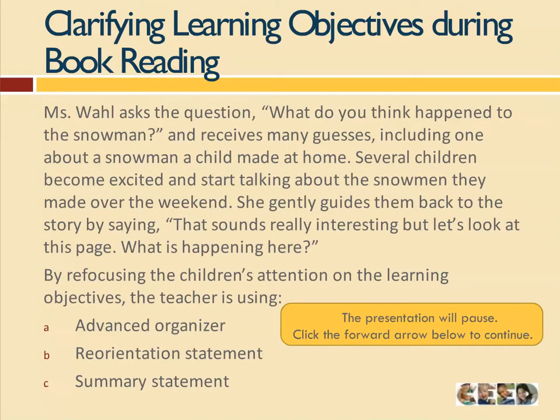Example 1. Ms. Wall asks the question, what do you think happened to this snowman? And she receives many guesses, including one about a snowman a child made at home. Several children become excited and start talking about the snowman they made over the weekend. She gently guides them back to the story by saying, that sounds really interesting, but let's look at this page. What is happening here? By refocusing the children's attention on the learning objectives or the activity, the teacher is using A, advanced organizer, B, a reorientation statement, or C, a summary statement.